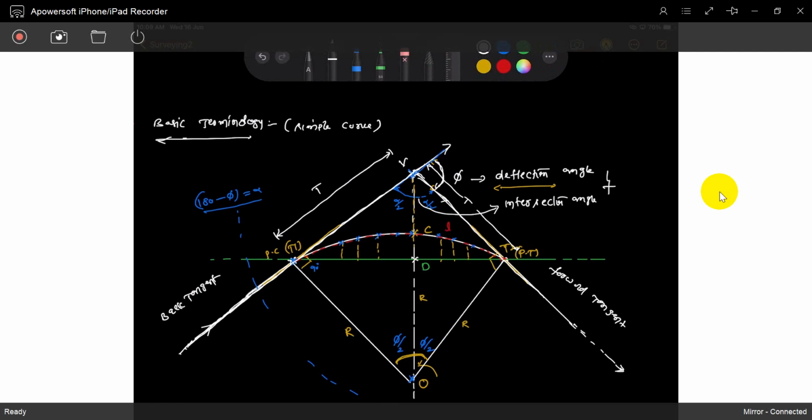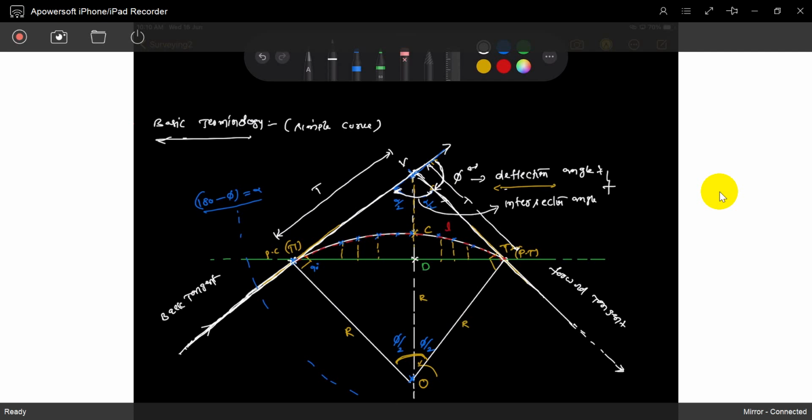This is the deflection angle: how much it deflects from one direction to another direction. Some textbooks may call it the intersection angle also, but sorry, that is wrong. Intersection means this angle here, this is the intersection angle. Some textbooks call the deflection angle phi the intersection angle, but that is wrong. This is the intersection angle, and this is the deflection angle, how much deflected from one way to another way.